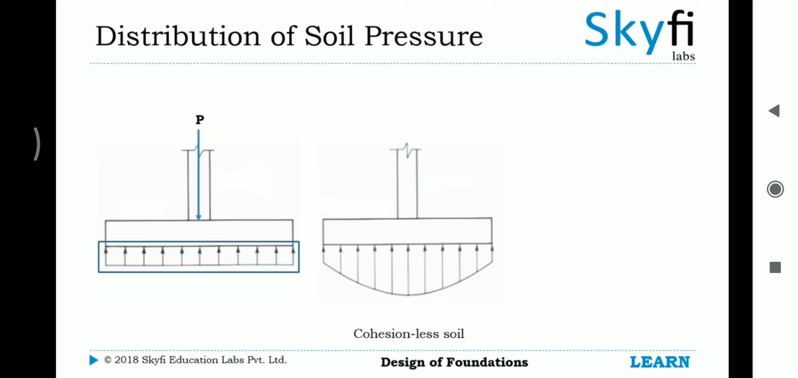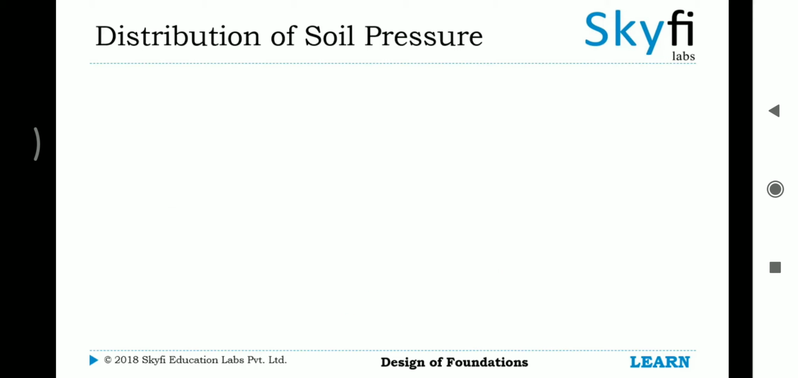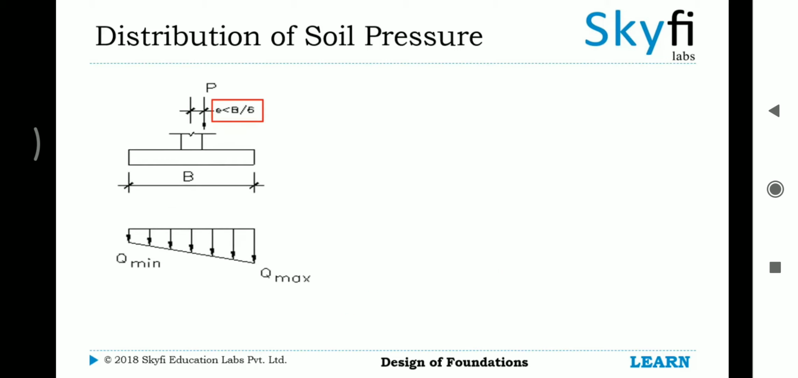In cohesion-less soil, the soil pressure distribution is more under the column area. Whereas, in cohesive soil, the soil pressure distribution is more at the footing ends than at the central column area. If the load does not act axially through the column, but applies eccentrically, the soil pressure distribution varies.